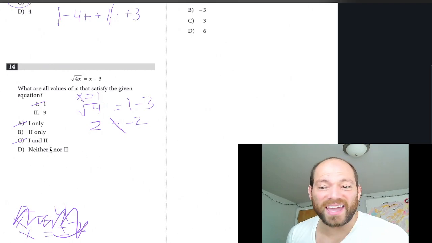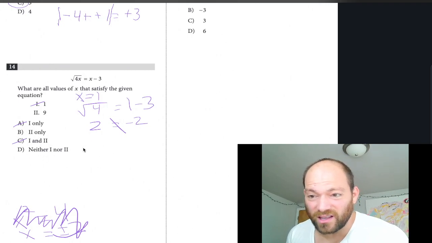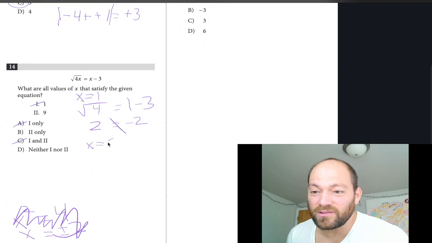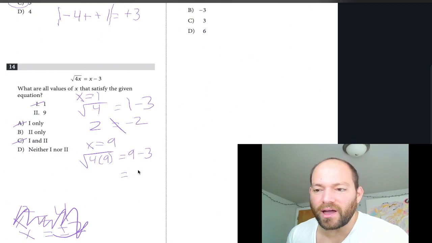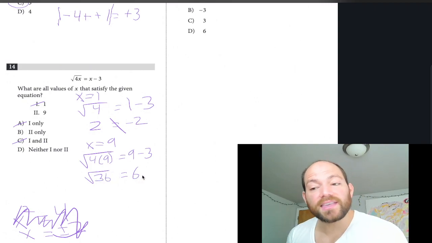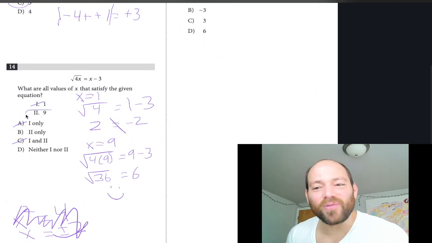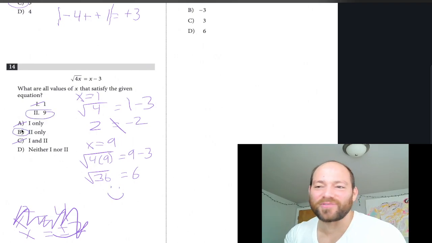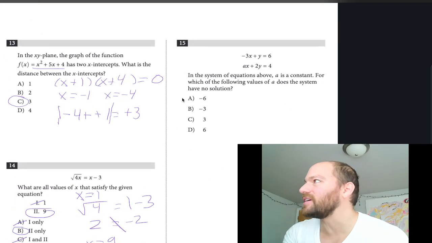Now I'm going to try the 9 because I guess neither is an option as well. So let's try x equals 9. It's going to be square root of 4 times 9, which I'll go ahead and write out. Why not? Equals 9 minus 3. This one looks more promising because 9 minus 3 is 6. 4 times 9 is square root of 36. The square root of 36 is indeed positive 6. So that means that 9 works. That means that the answer is B over here. Isn't that great?